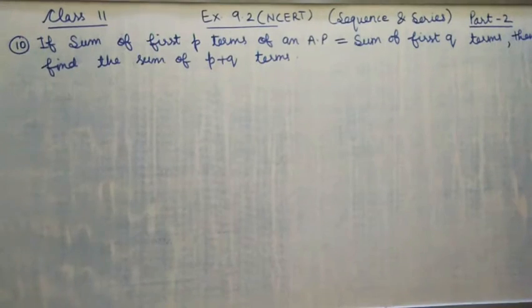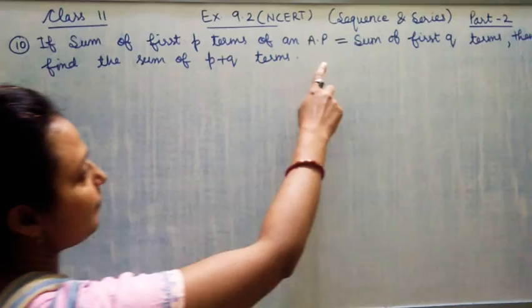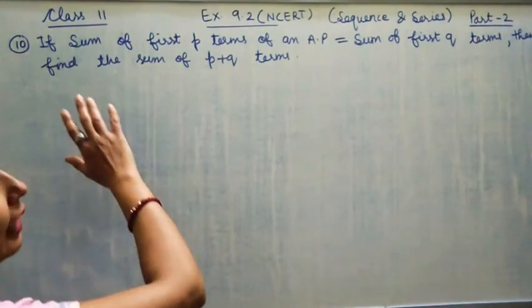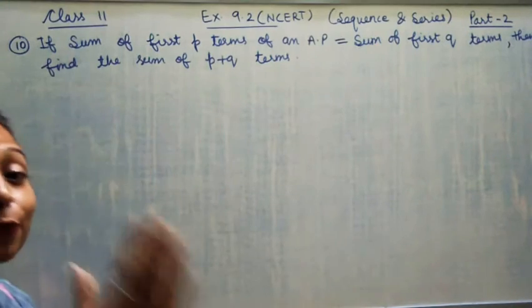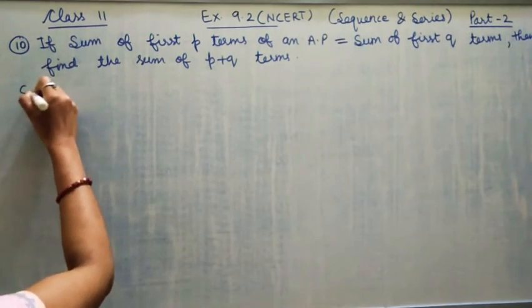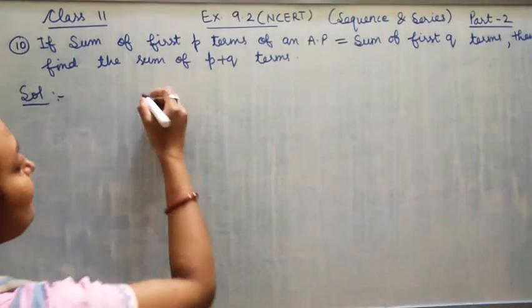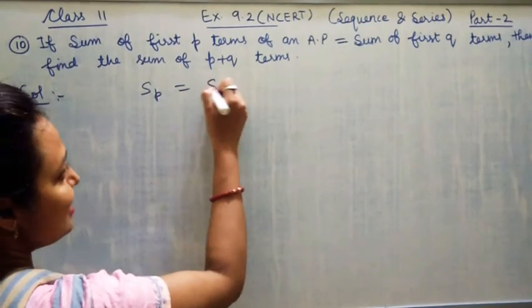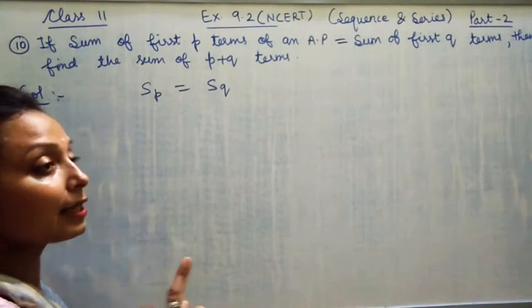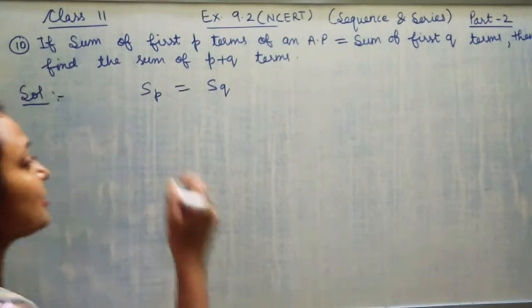Now my next question is: the sum of first p terms of an AP is equal to the sum of first q terms. Find the sum of p plus q terms. First of all, I will take the given terms, that is, Sp is equal to Sq. Let us suppose the first term is a and the common difference is d.